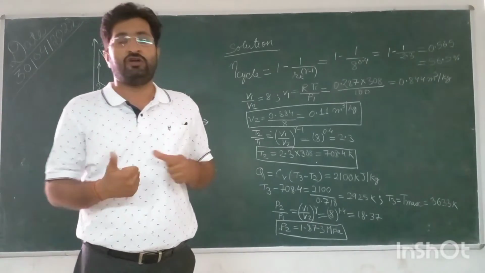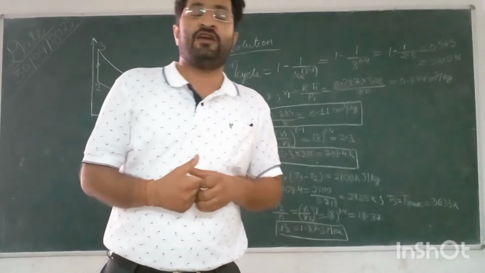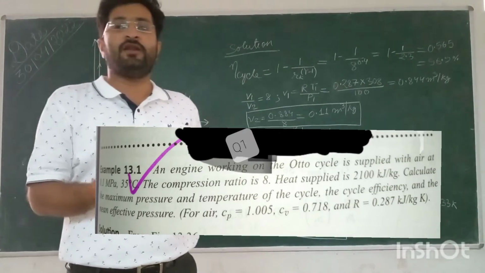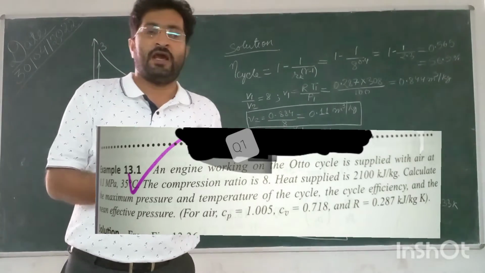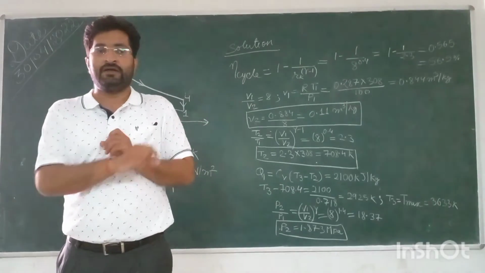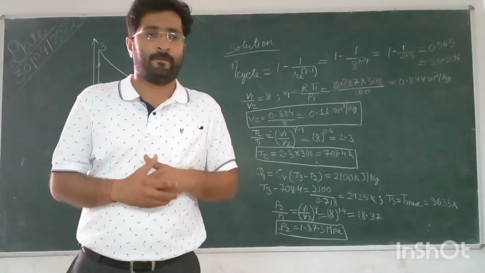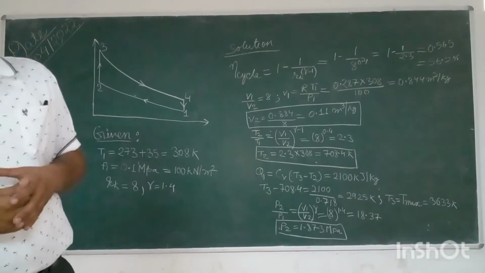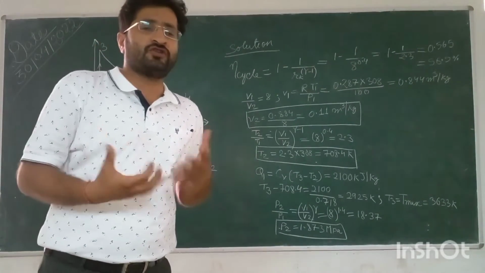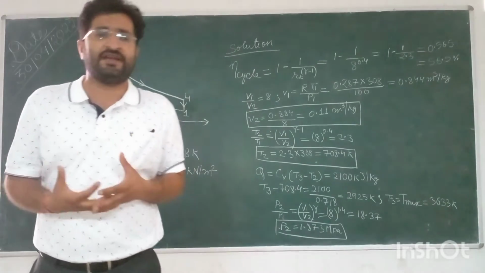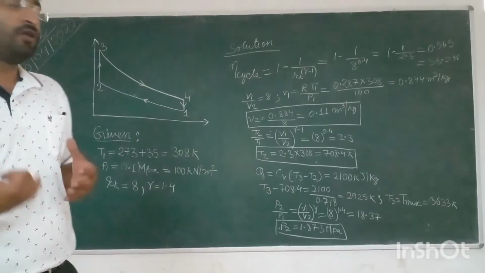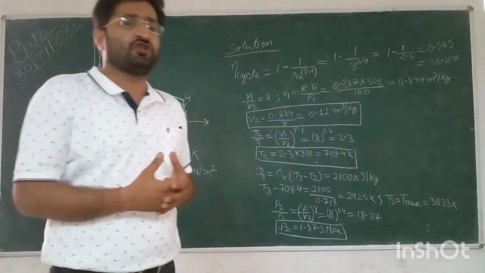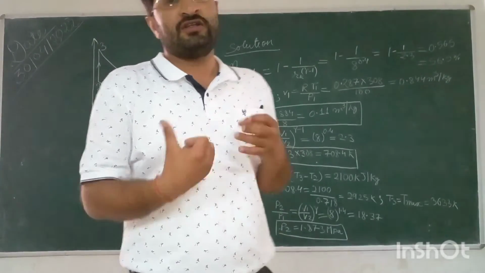This is the second lecture for advanced thermodynamics, and today we will be taking up a numerical problem as shown in the text below. In this numerical problem, the question is based on the Otto cycle. So first of all, we need to draw a rough sketch of an Otto cycle.